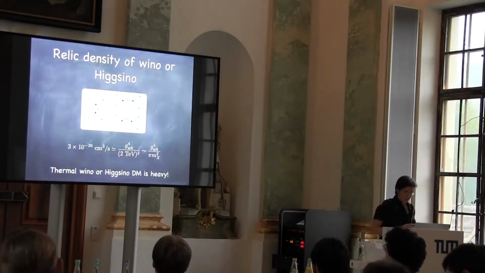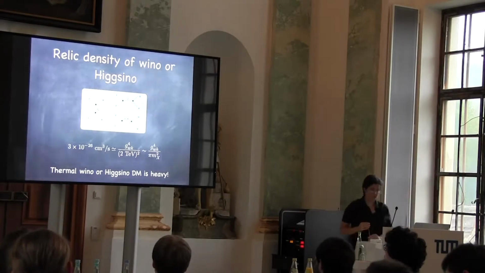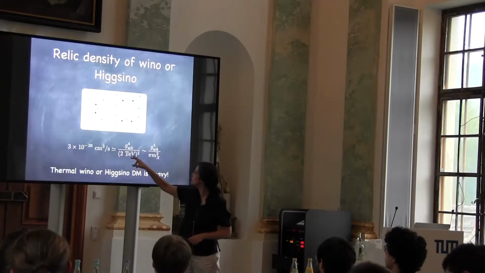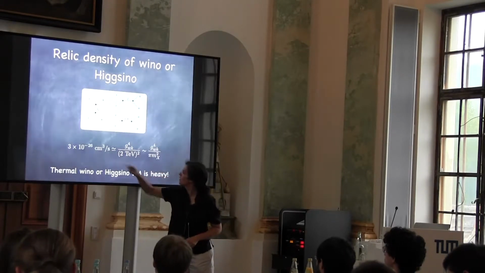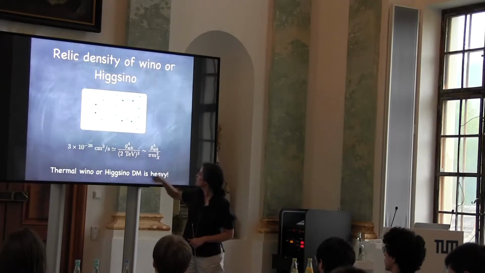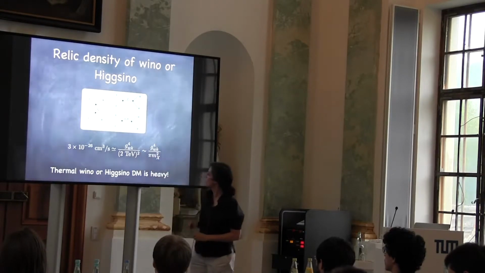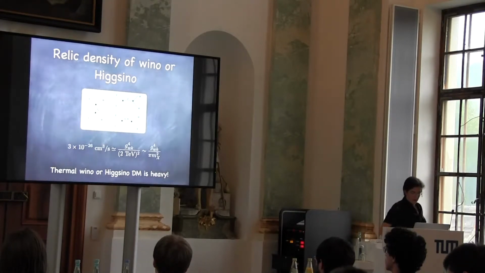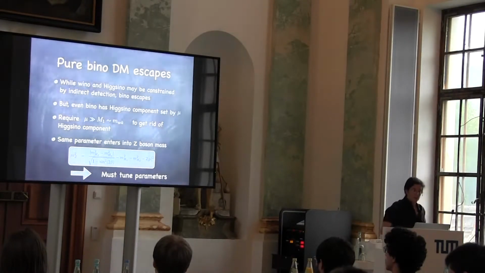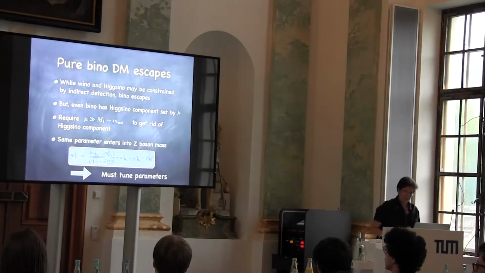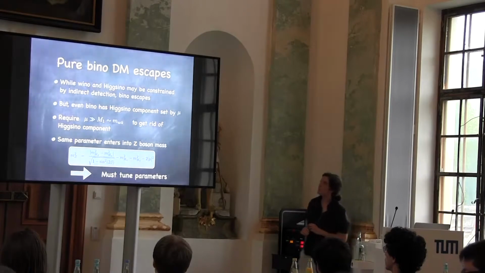I think I already said this, but just because of the fact that you can calculate these indirect detection cross-sections, this 3 times 10 to the minus 26 centimeters cubed per second is set by the natural mass scale of 1 over 2 TeV squared. So thermal Wino or Higgsino dark matter is heavy. So all of these constraints, pure Bino dark matter escapes.